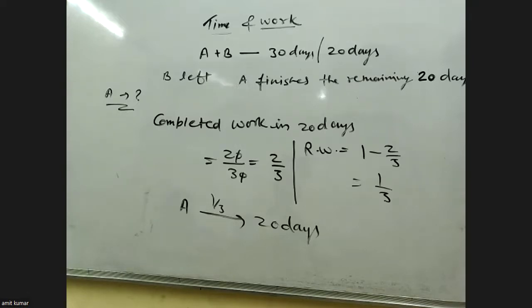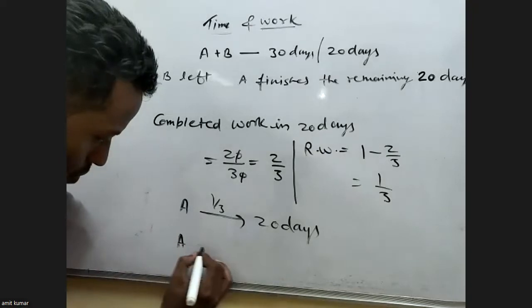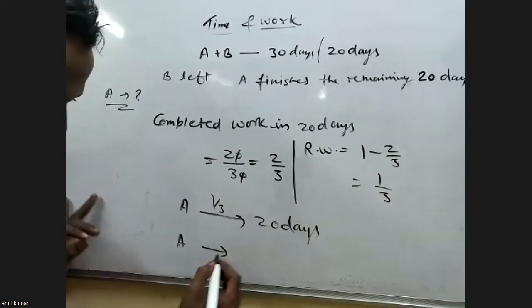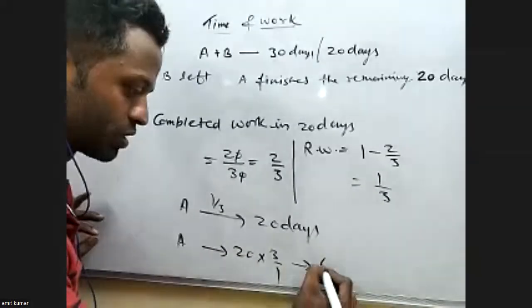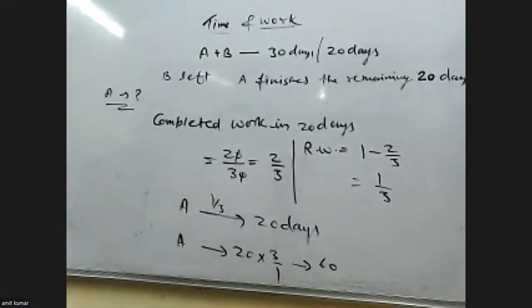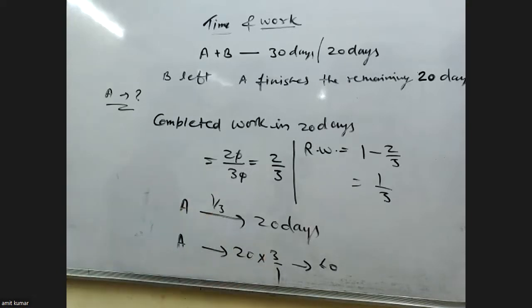Okay sir. Sir, we multiplied 1/3 by 20. Look, when it is 1/3, what we have to do is, A alone can complete the whole work in 20 into 3 by 1. That will become 60. If we have 2 by 3, then it will always be 3 by 2. We just reverse the fraction. 1 by 3 will become 3 by 1.